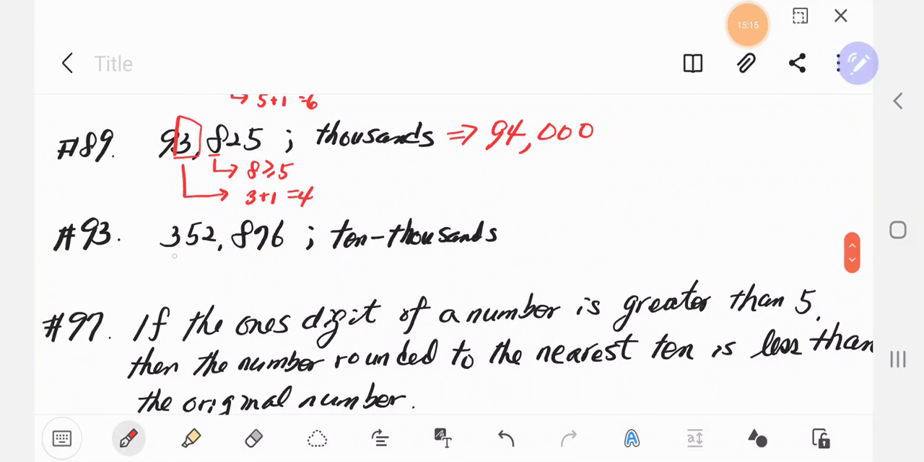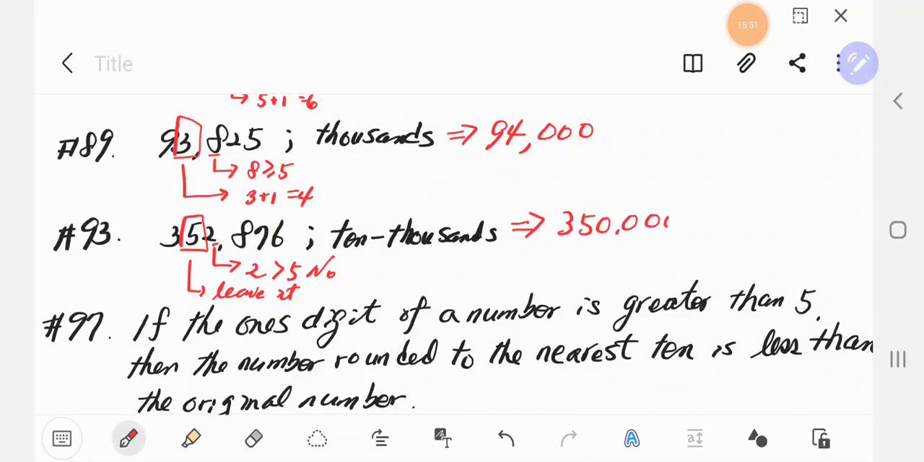Okay, for number 93. Round 352,876 to the nearest 10,000. So 10,000 is this one. So we will compare this digit. So is 2 greater than 5? No, right? So just leave it. Leave it. So this will be 35. Leave it and then put others with zeros.